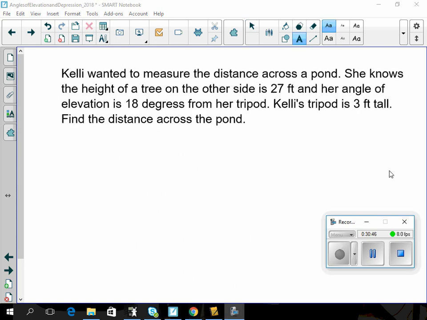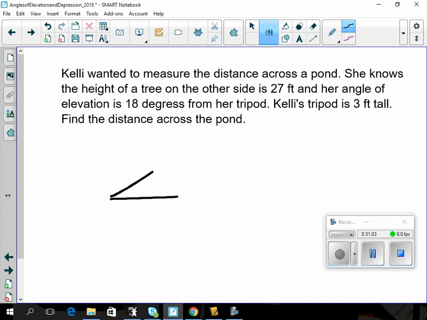Okay, this is the last problem. I kind of just typed it up real quick and put it up here, and I wanted us to be able to look at how to draw the picture here. So Kelly wants to find the distance across the pond. We have an angle of elevation, so I'm going to draw the angle of elevation, and I want to find the distance across the pond. Do we agree with that part so far? Okay. We have that the height of the tree on the other side is 27, but we have 18 degrees as our angle of elevation.